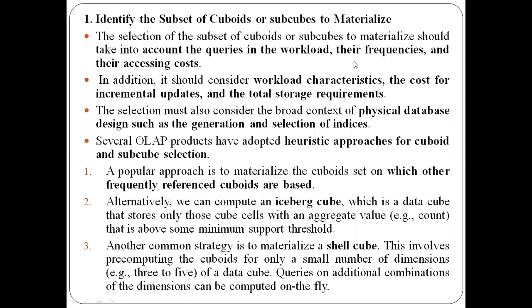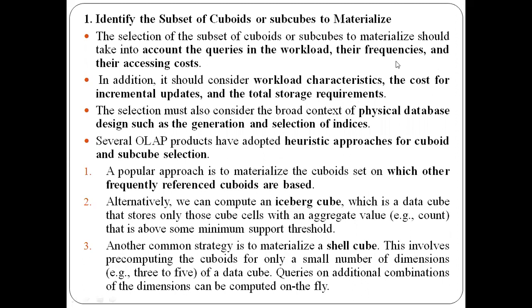The second one is their frequencies. Whether this cuboid is frequently accessed by many of the queries, that I also need to consider while choosing the cuboid. And their accessing cost: what is the cost associated with accessing that cuboid? Whether it takes a large cost to access, or a small cost to access. That is the third point. Apart from this, we will also consider other parameters like workload characteristics. Workload characteristics means whether this cuboid is frequently accessed or less frequently accessed.